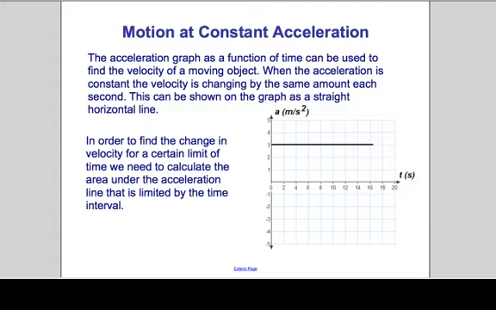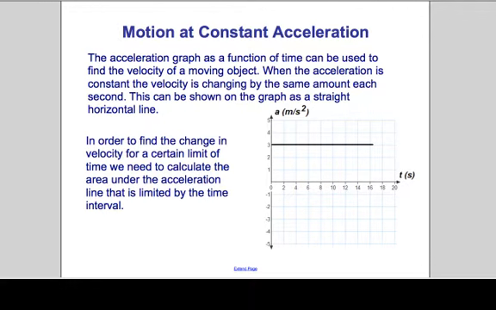The acceleration graph is a function of time. It can be used to find the velocity of a moving object. When acceleration is constant, the velocity is changing by the same amount each second, and this can be shown by a straight horizontal graph. In order to find the change in velocity for a certain limit of time, we need to calculate the area under the curve.